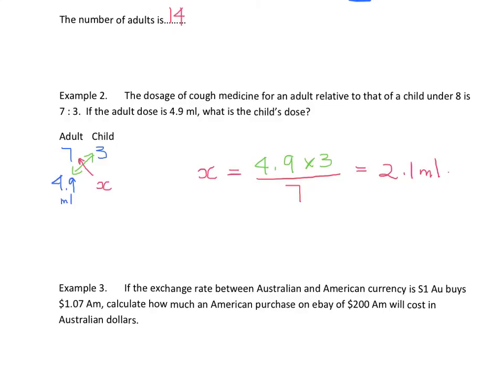Now in this example, the question was asked in words, so when we find the answer we must also write the answer in words. So now we can say that the child's dose of cough medicine is 2.1 millilitres.